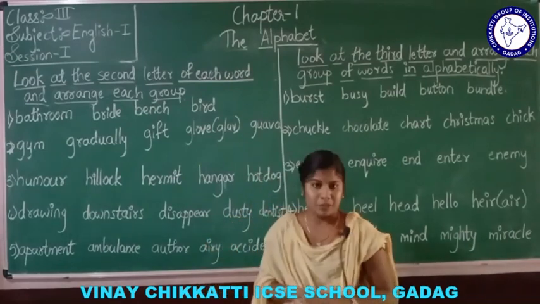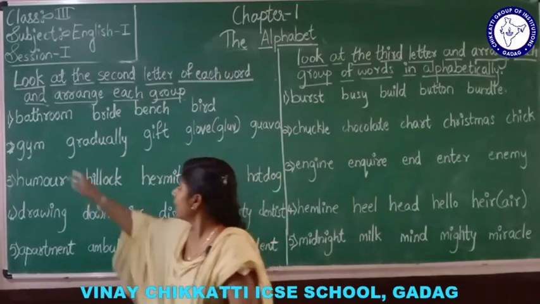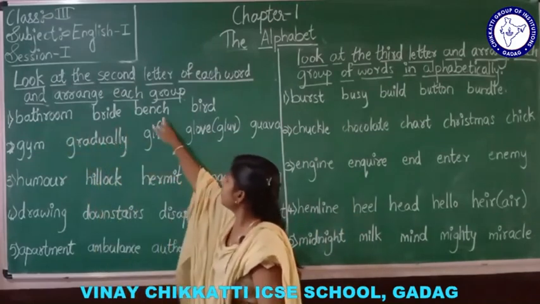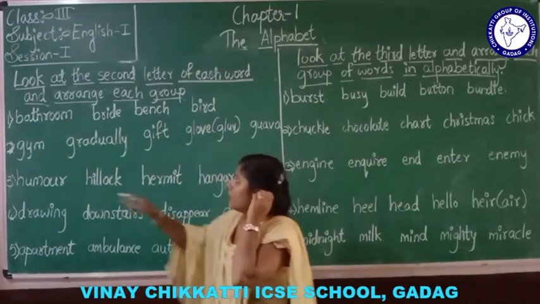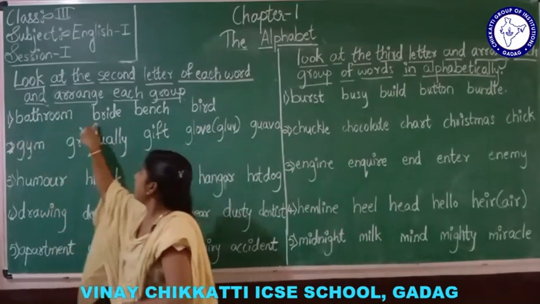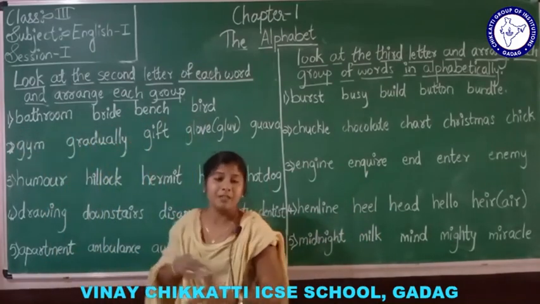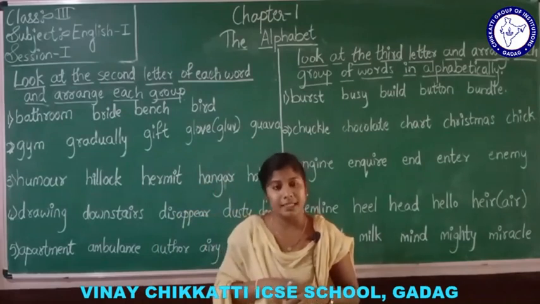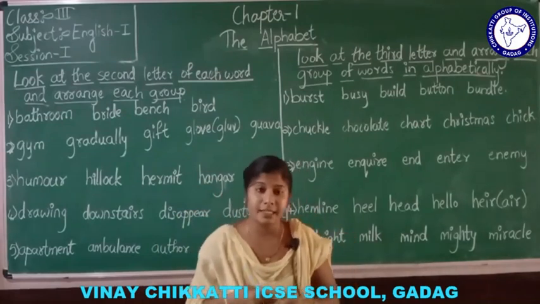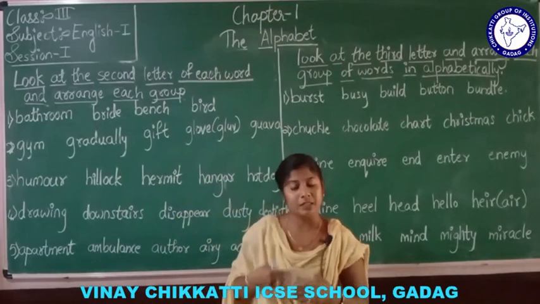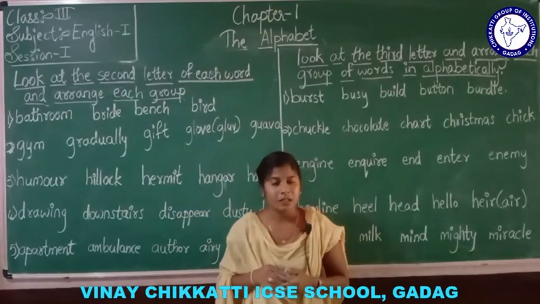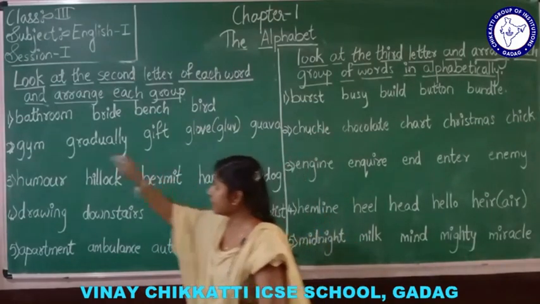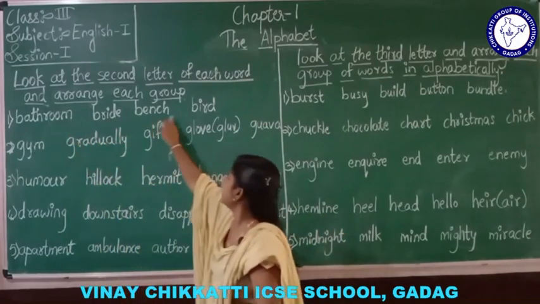Now the first one, let me do this. See, bathroom, bride, bench, bird. All the first letters of the words are B itself. So we have to see the second letter of each word, and then we have to arrange them in alphabetical order. See, bathroom, bride, bench, bird.